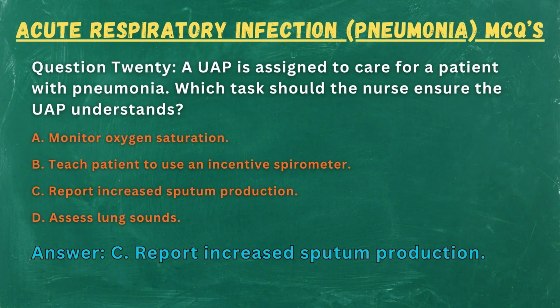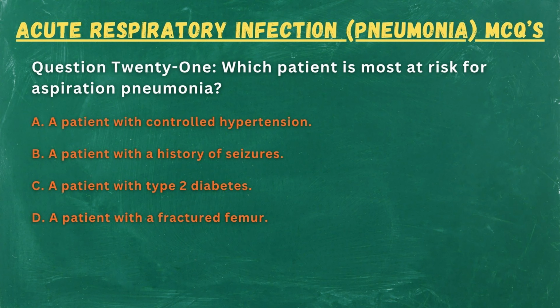Answer: C. Report increased sputum production. Question 21. Which patient is most at risk for aspiration pneumonia? A. A patient with controlled hypertension. B. A patient with a history of seizures. C. A patient with type 2 diabetes. D. A patient with a fractured femur.